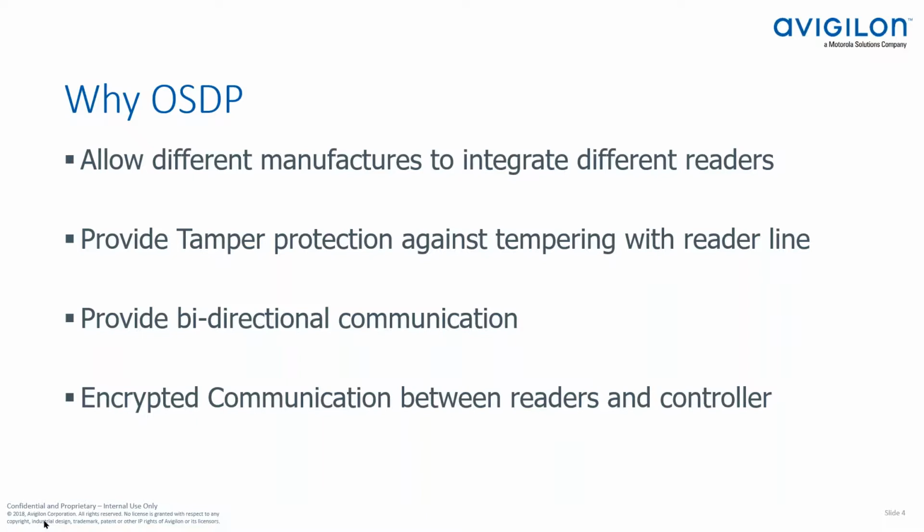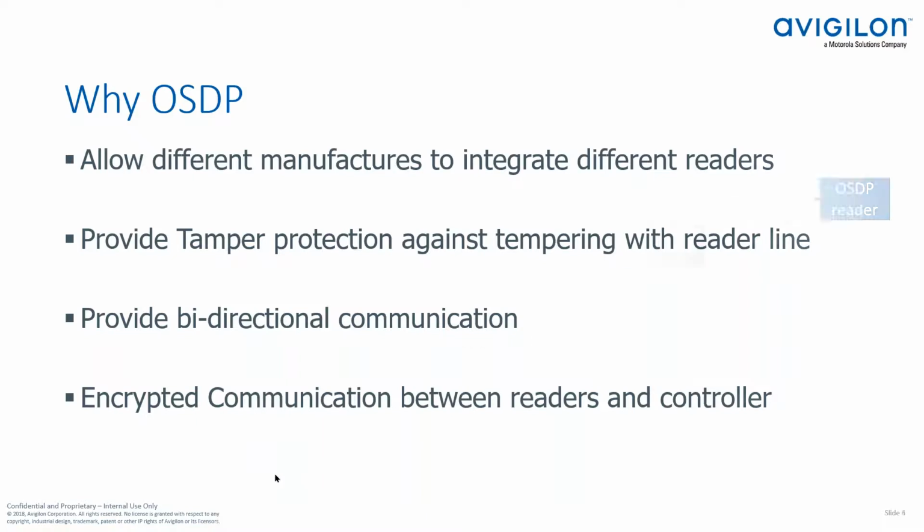If you use a standard Wiegand, it is not encrypted. So it is possible for someone to tap into the line, that reader line, and read that transaction, read that event that's coming in across the wire. Okay, so Wiegand is not encrypted, OSDP is encrypted communication.